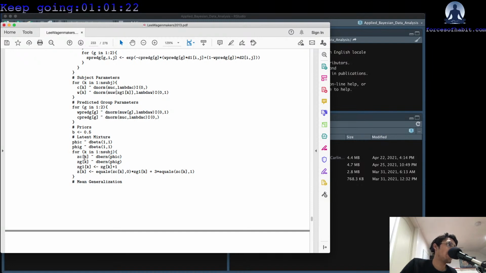Then we're going to have phis. We'll have the prediction phi, zk plus 1. We add 1 because of how it parameterizes itself. It does 0, 1, but we want 1 and 2, right? I think that's what it is. And then finally z is equal, if it's 0, make it this, plus 3 if it's equal to 1.